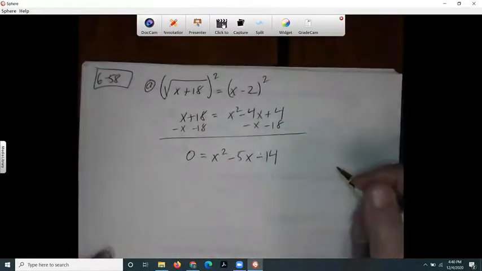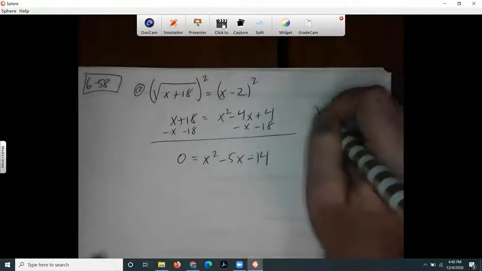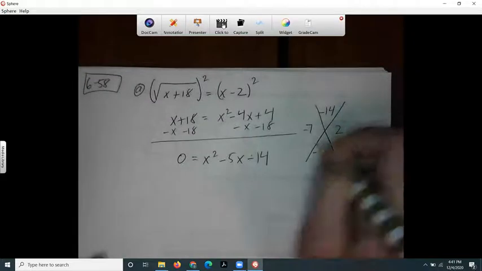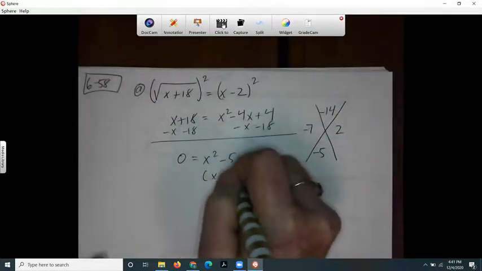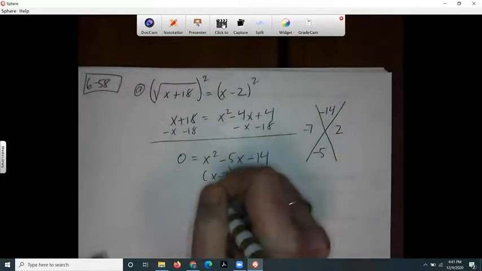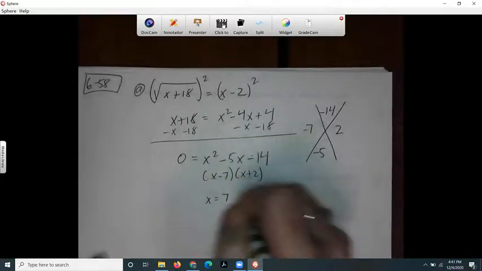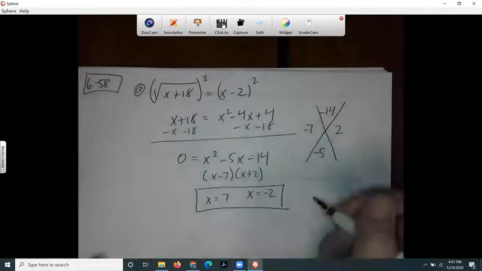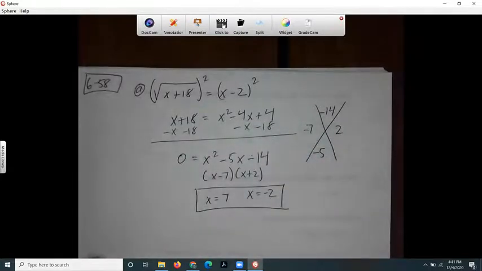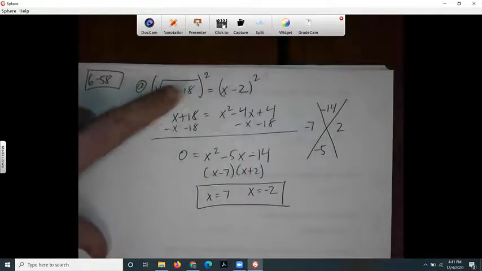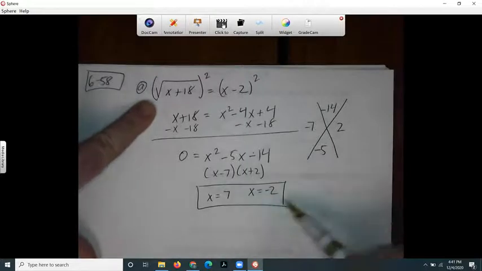Now I have a quadratic. So x equals 7, x equals negative 2. I plug them back in and find out why, but we didn't have any y's in this one. Oh, you know what I should do though? I should plug them back in, because what if something doesn't work? What if they're not both solutions?